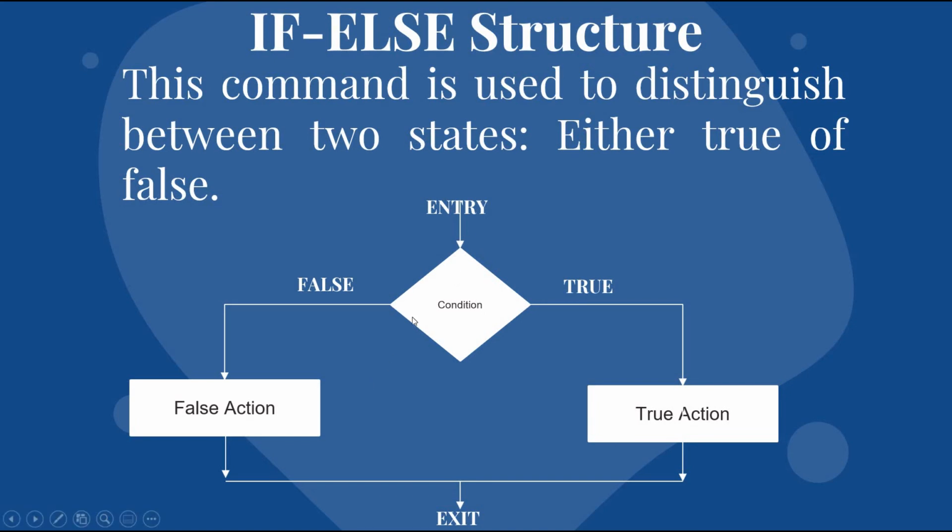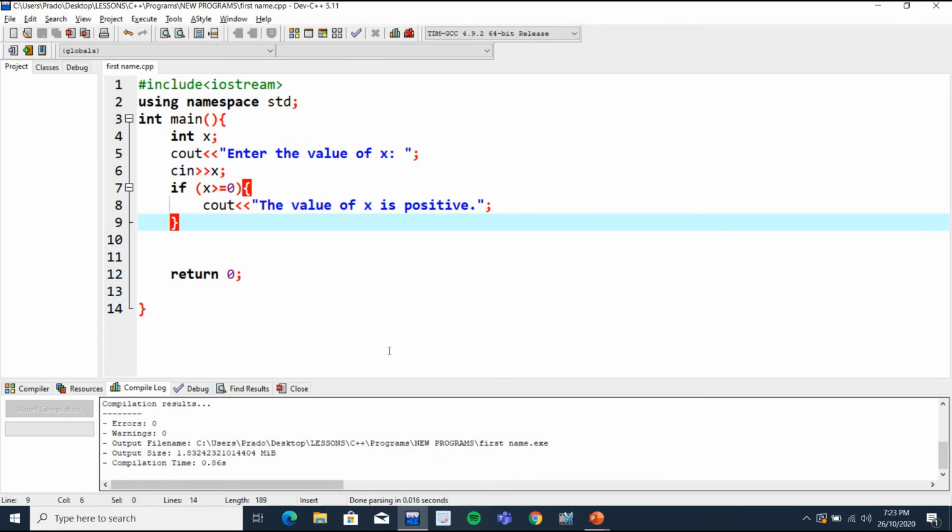So, this is the condition. If the condition is true, merong mangyayaring action. And then, kapag false naman po, may mangyayari ding action. So, pareho din po silang mag-exit. So, dito sa ginawa natin kanina, kung mapapansin nyo, true lang yung meron.